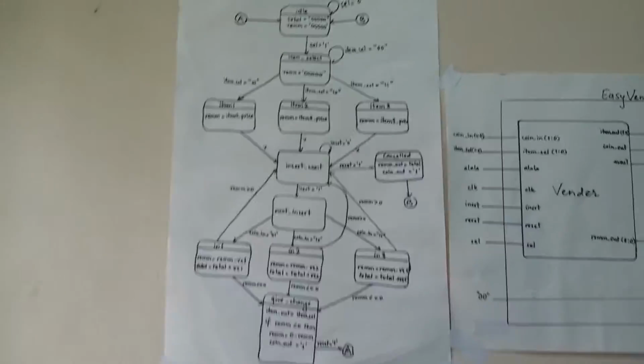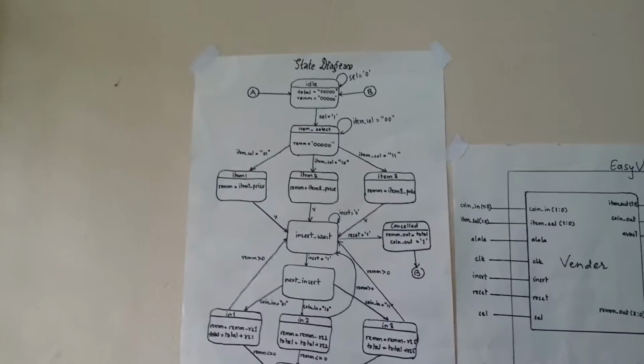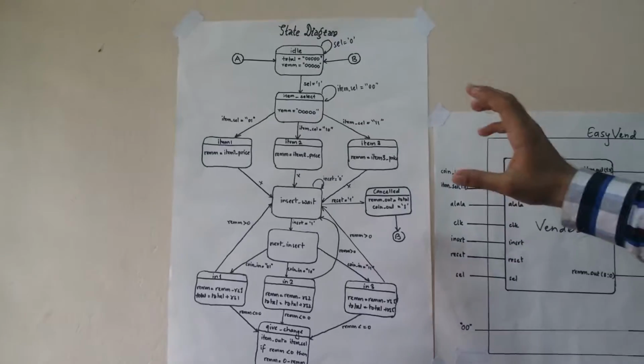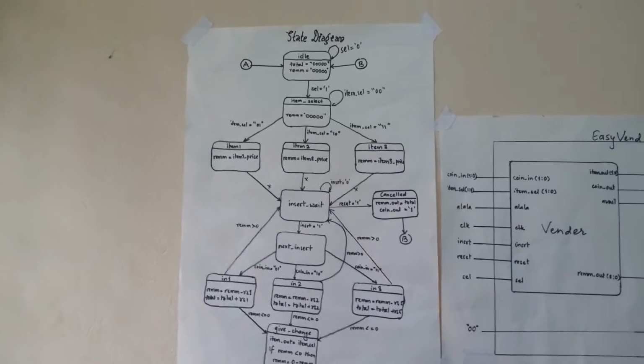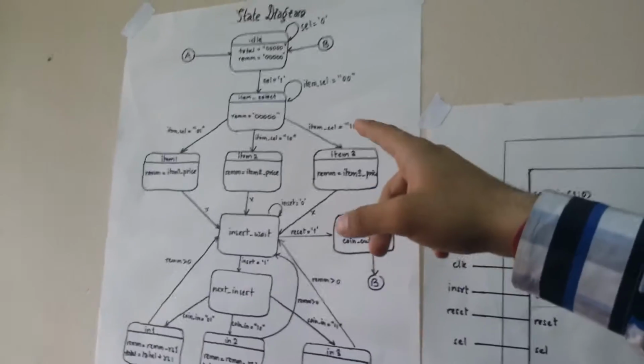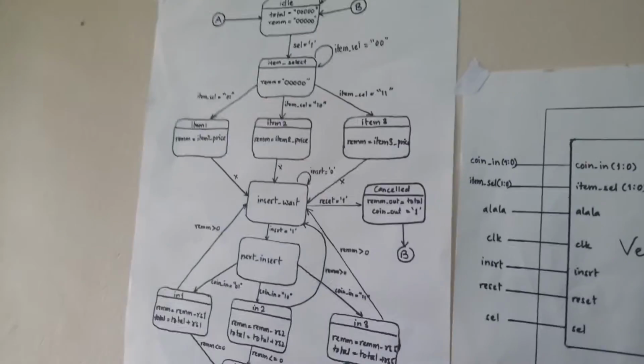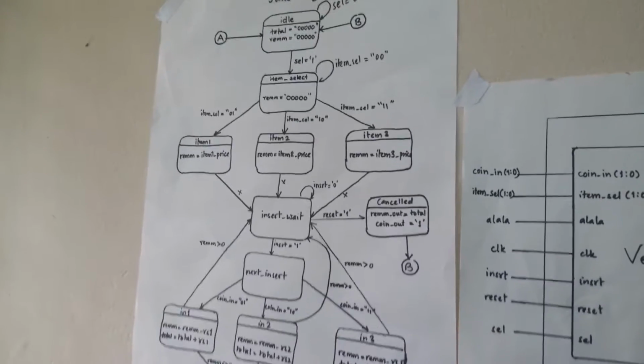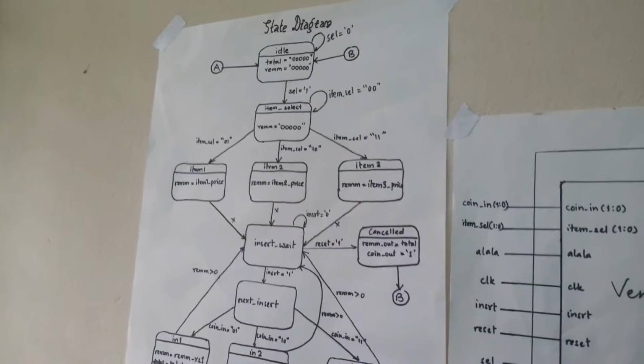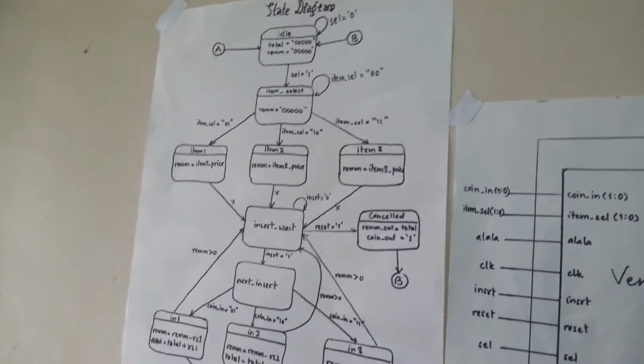First off, let's talk about the state. It's a finite state machine. As you can see, first of all, when our machine is started, it enters idle state. Then if a select key is pressed, select button is pressed, then it enters item select state. In this state, it waits for which item. It waits until an item is selected.